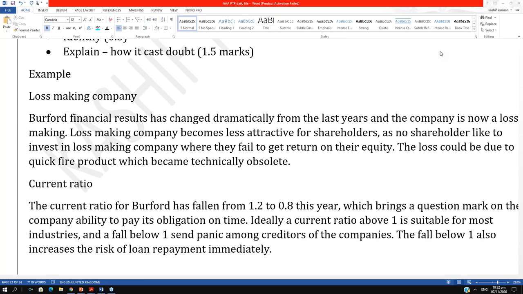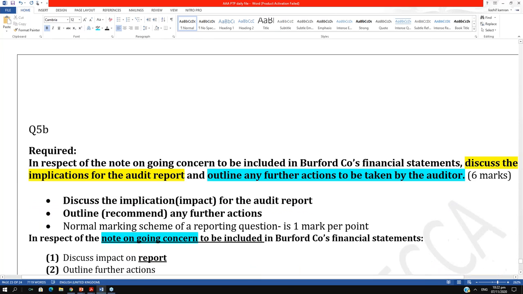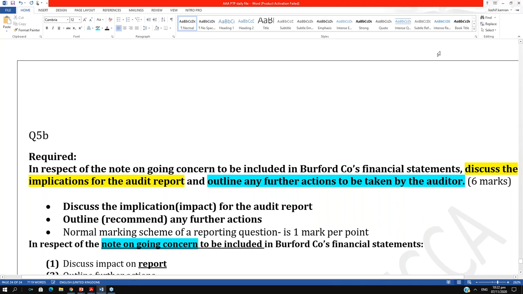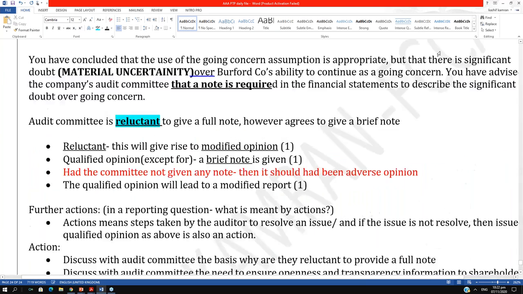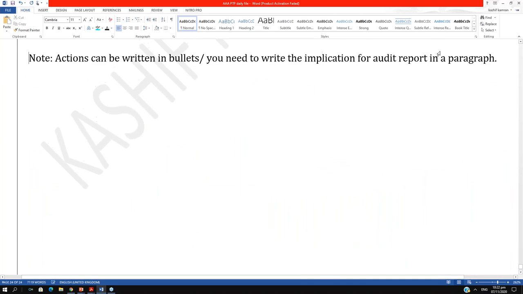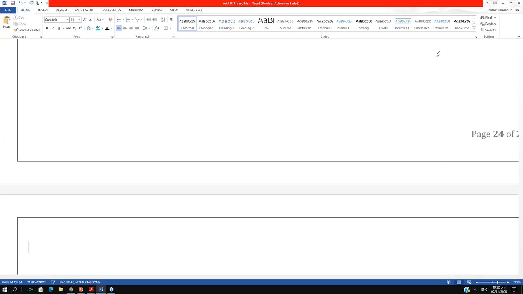So we are resuming right after the break, and we are focusing now on two more questions from the past papers. So we are fully equipped with the requirements of the reporting questions, right? Okay, let's move on. Let's start with another question.